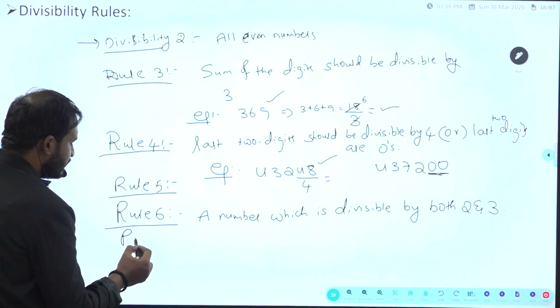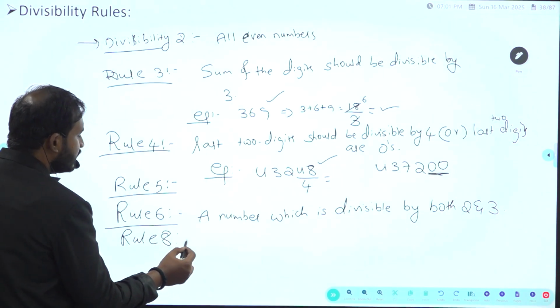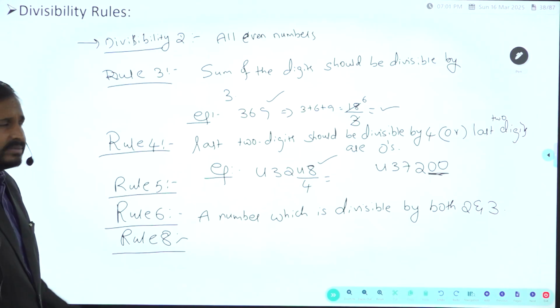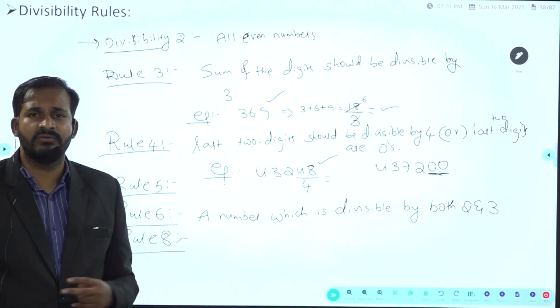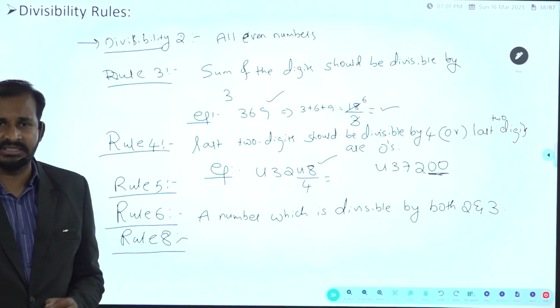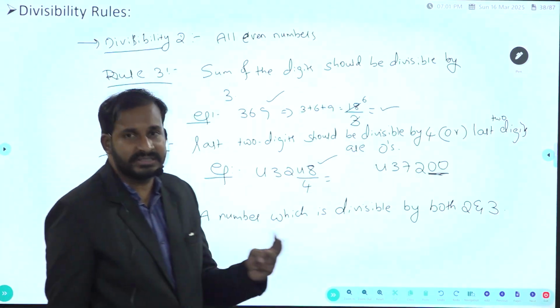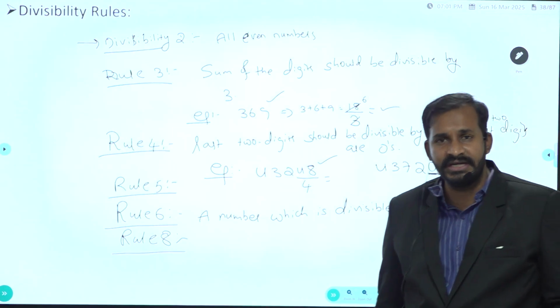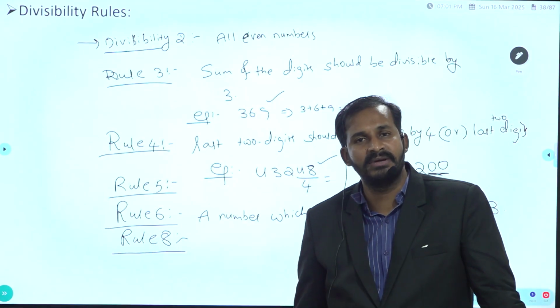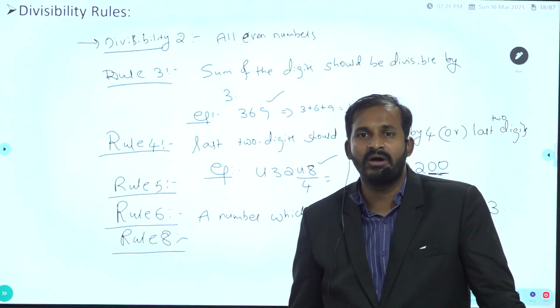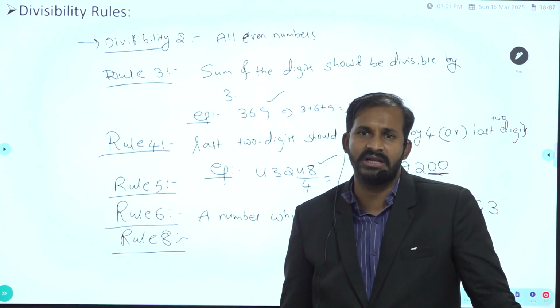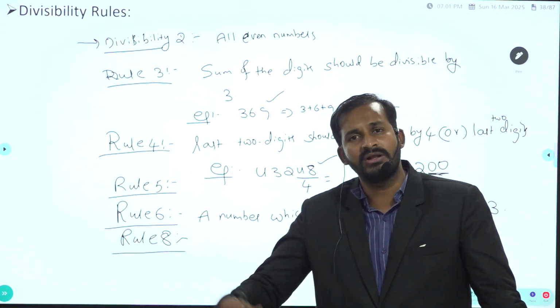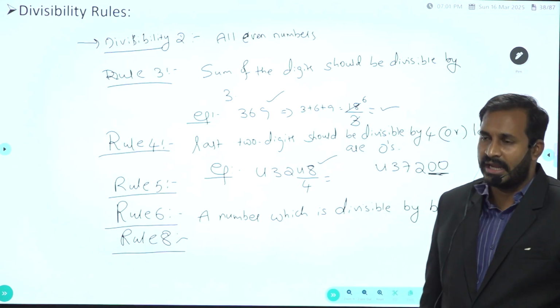Next, the rule for 8. What is the rule for 8? It is similar to 4. In case of 4, we checked the last 2 digits, right? In case of 8, we will check the last 3 digits. If the last 3 digits are divisible by 8, then that number is divisible by 8. Or if the last 3 digits are zeros, then also that number will be divisible by 8.